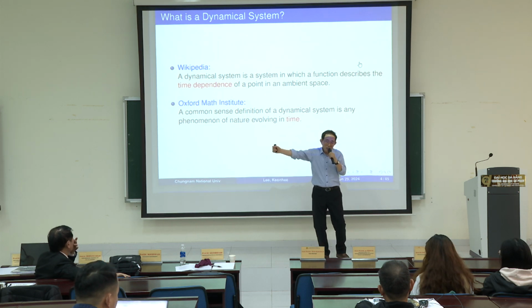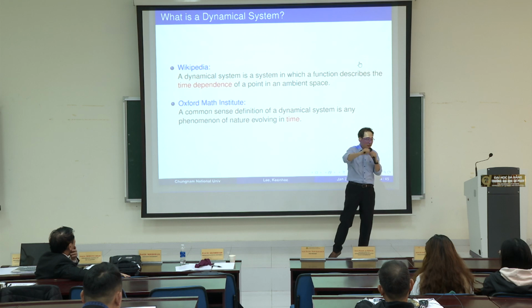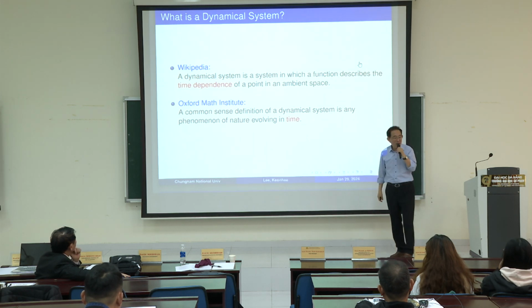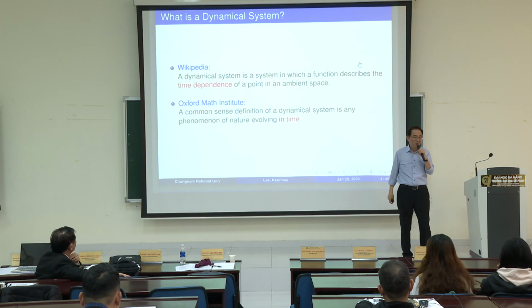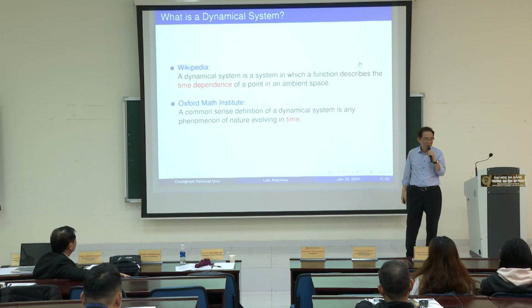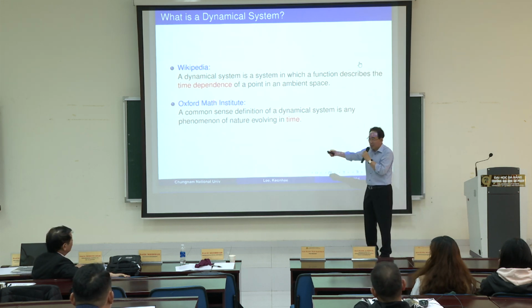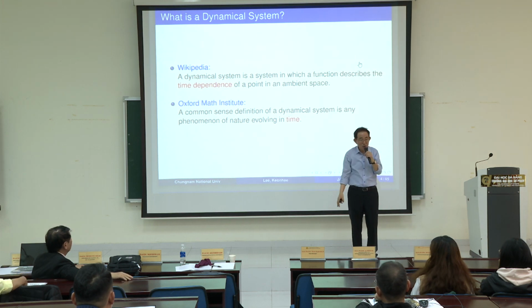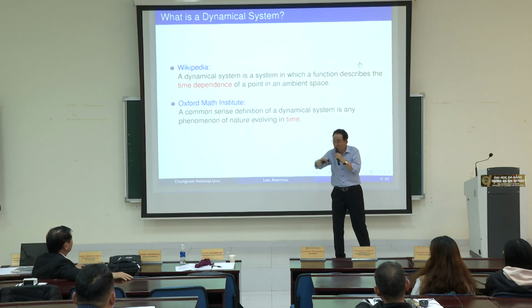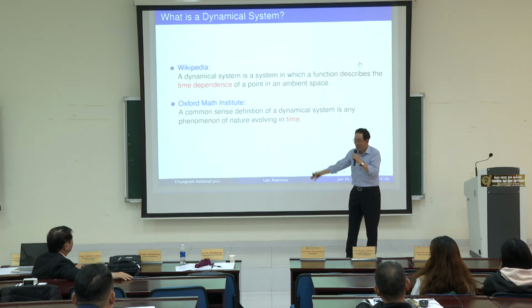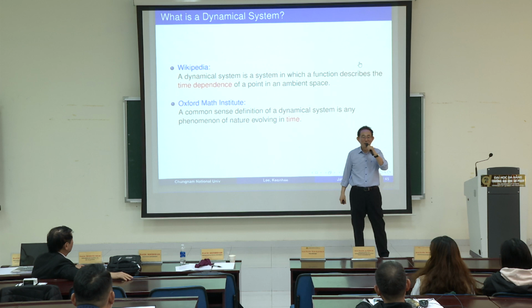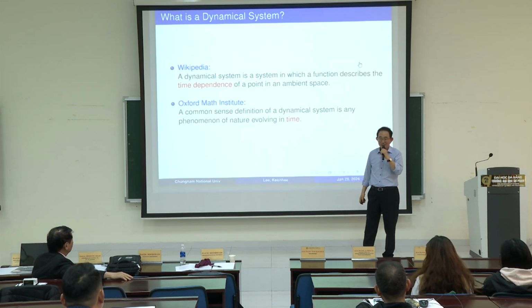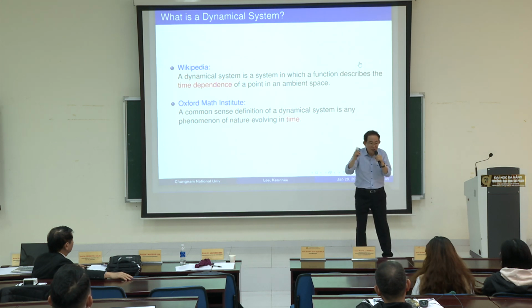As time moves from here to here, this is dynamics. You can find the dynamical system group at the Oxford Math Institute. In the Oxford Math Institute, there are many research groups. I don't know how many. One of them is the dynamical system group. If you visit there, this is a dynamical system. Wow, very general. Got it? Any phenomenon evolving in time, that is a dynamical system.